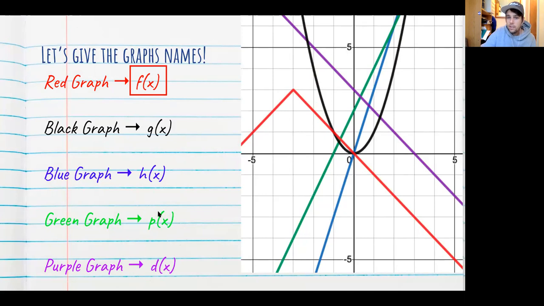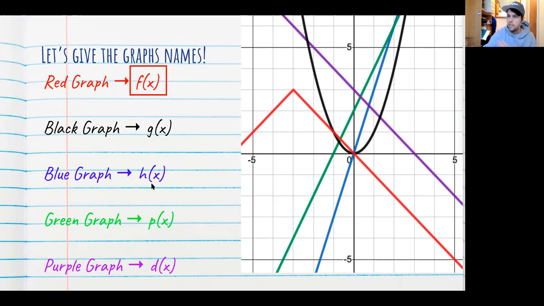That way we can easily distinguish them. When I say function F, I'm talking about the red one. When I say function H, I'm talking about the blue one. So these names are really useful. The parentheses x tells us what our input variable is. So our function h is a function where our input variable is x.